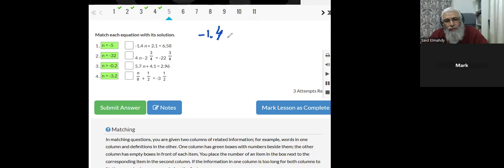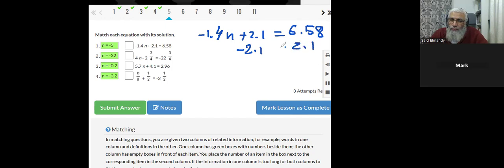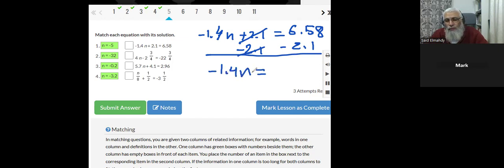Negative 1.4n plus 2.1 equals 6.58. Step number one is what? Step number one is subtract 2.1 from 6.58. So negative 1.4n equals what?